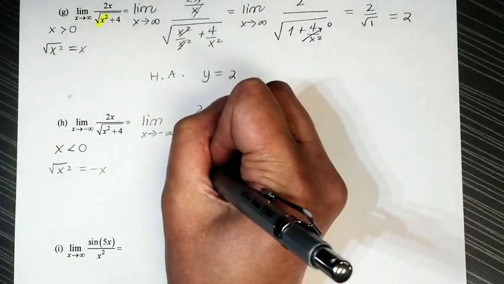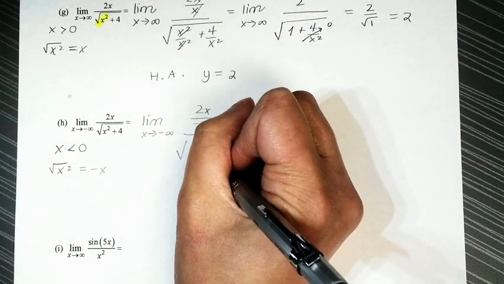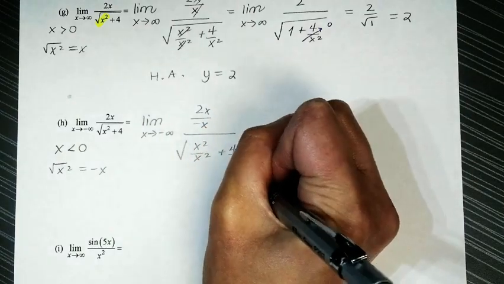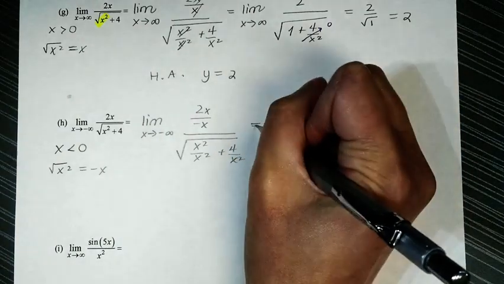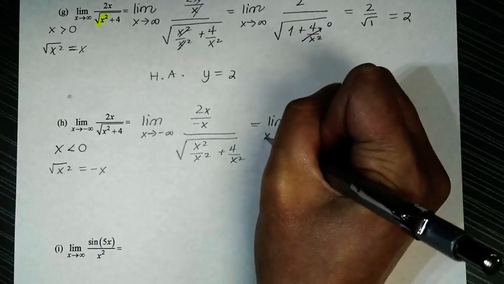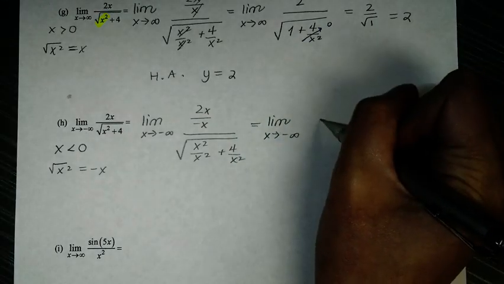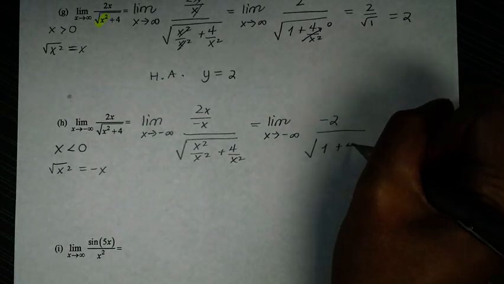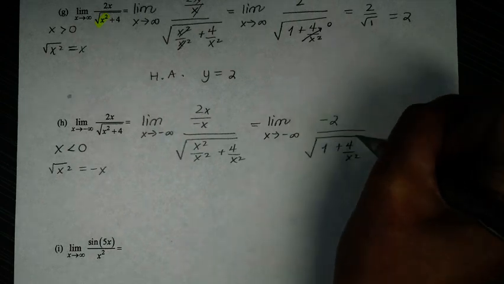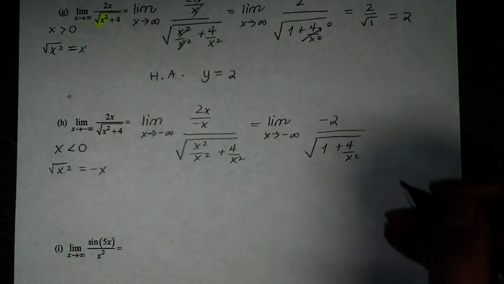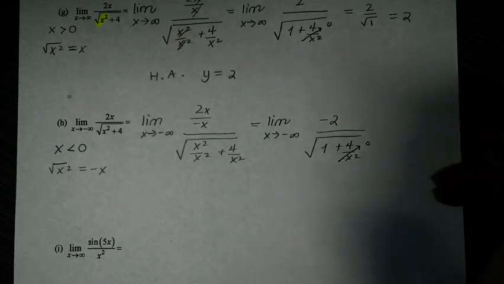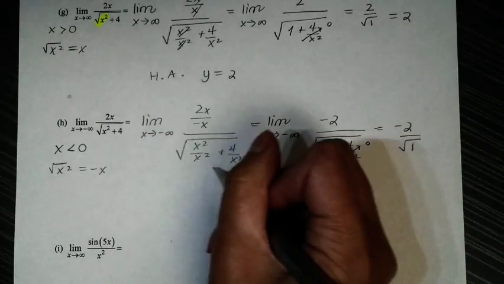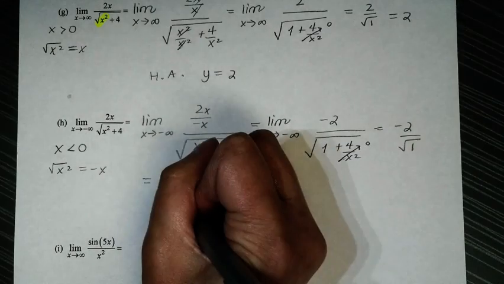Then all of this is going to be divided by the square root of x squared divided by x squared plus 4 divided by x squared. So when you simplify this, you have the limit when x approaches negative infinity of negative 2 divided by the square root of 1 plus 4 divided by x squared. You can see that the term 4 over x squared goes to 0. So what you have here is negative 2 divided by root 1, which is going to be equal to negative 2.